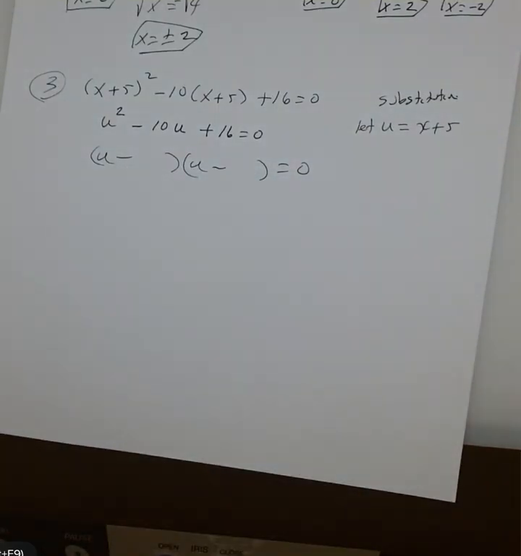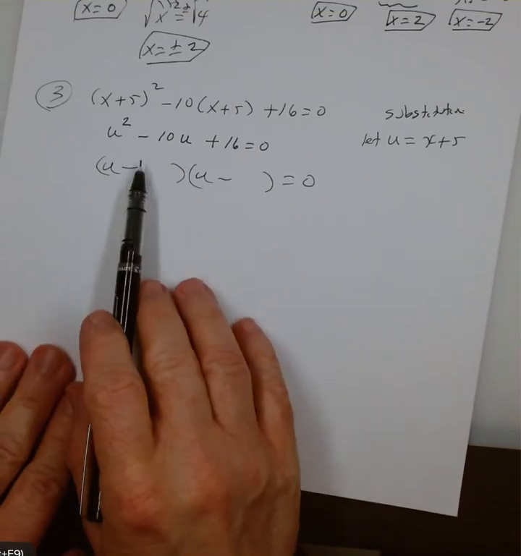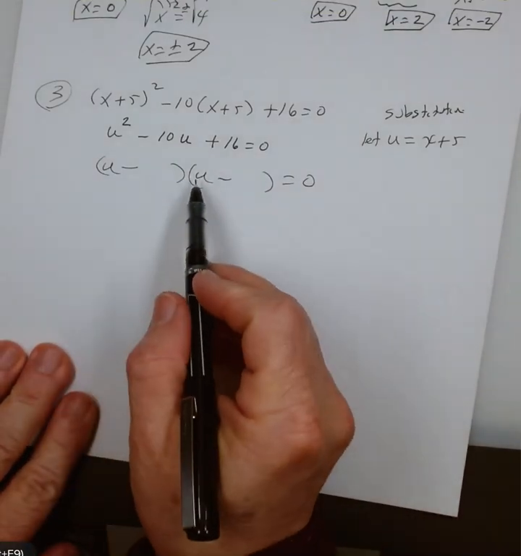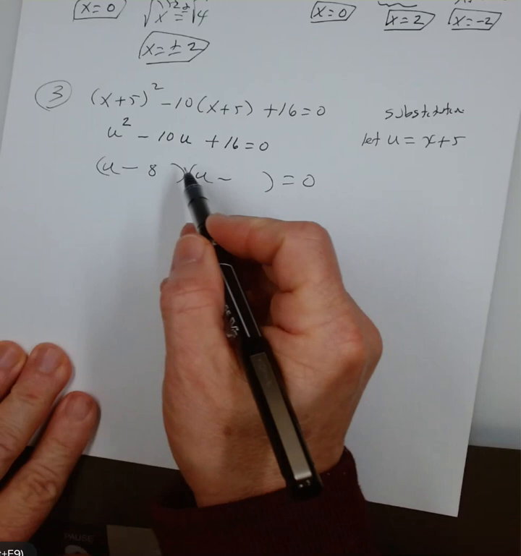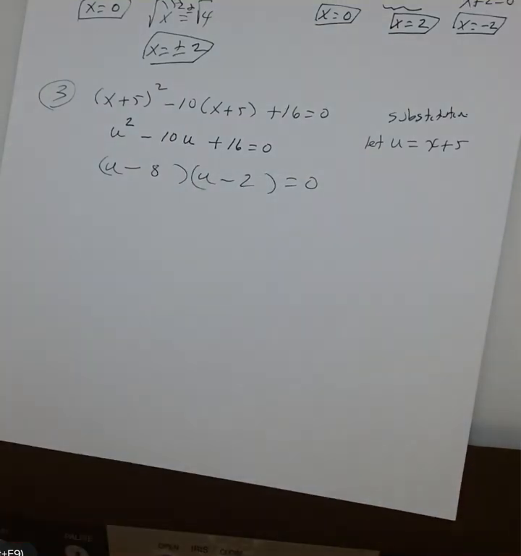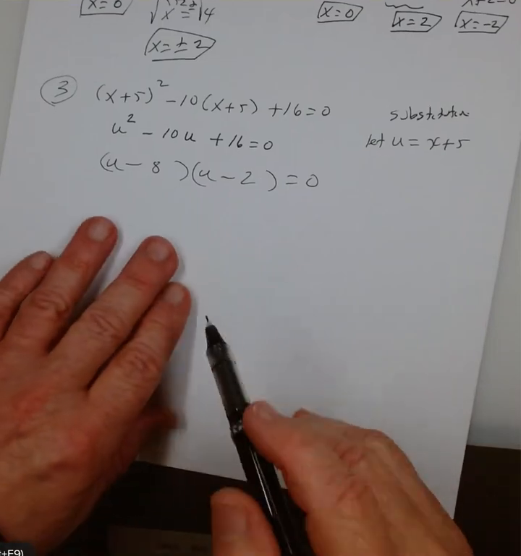Okay, now we got to think about 16. What two numbers multiplied by each other is 16? There's several possibilities. 8 times 2, 4 times 4, 16 times 1. What do you want to try? 8 and 2. Okay. Since those signs in here are the same, it doesn't matter where I put the 8 or the 2. But you got to check, because you could have made a mistake, so FOIL it out. See what you get.